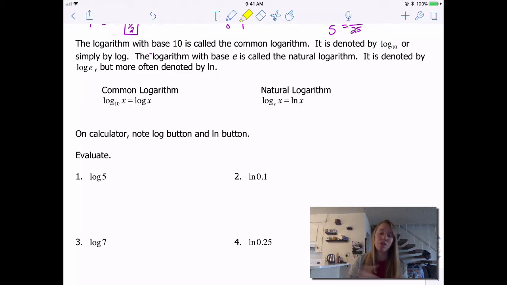This is one of those things where if the base isn't written, you can assume that it's base 10. It's kind of like when you have a square root with no index, you can assume it's just square, or if there's just an x, there's like a 1 in front of it. It's one of those kinds of things. So it's either denoted by log base 10 or just by log.